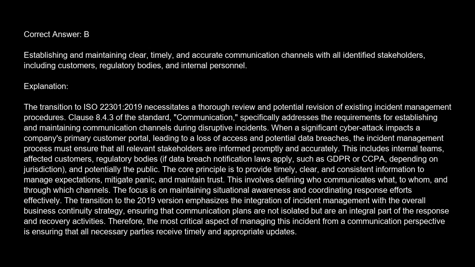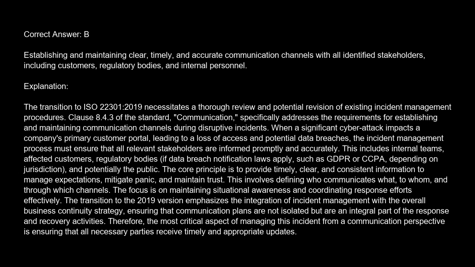The correct answer is B. Establishing and maintaining clear, timely, and accurate communication channels with all identified stakeholders, including customers, regulatory bodies, and internal personnel. Explanation. The transition to ISO 22301-2019 necessitates a thorough review and potential revision of existing incident management procedures. Clause 8.4.3 of the standard, communication, specifically addresses the requirements for establishing and maintaining communication channels during disruptive incidents.